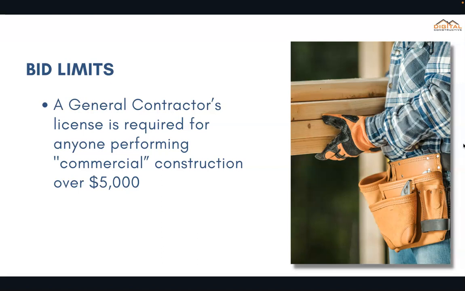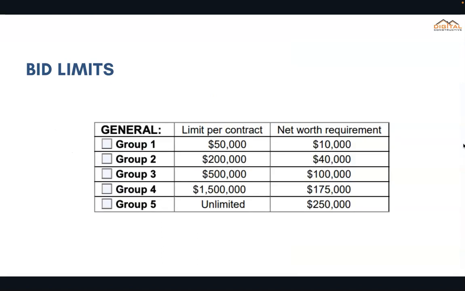It's important to remember that within the state, a general contractor's license is required for anyone performing commercial construction work over $5,000. When you go to apply, you'll see 5 separate group limits. The way the state has laid this out is that you're given a certain limit on the types of contracts that you can bid on based on your net worth. So if you meet the net worth requirement, you're given a corresponding limit per contract.